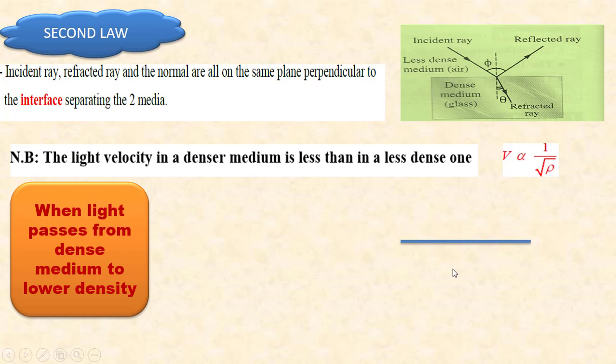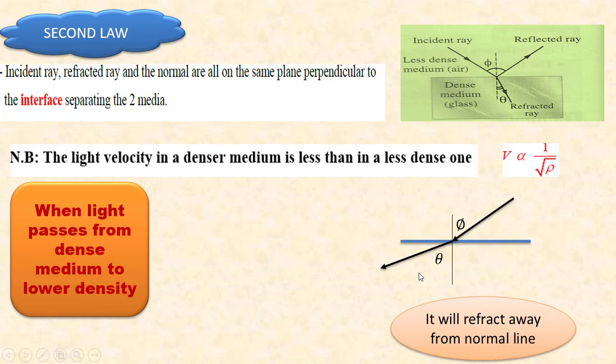If this is a separating surface between two media and the first medium has higher density than the second, this is the angle of incidence between the incident ray and the normal line, phi. In the first medium, which is more dense, the speed of light is low, and the light speed in the second medium will be higher, so the angle of refraction will be more than the angle of incidence, and light refracts away from the normal line.